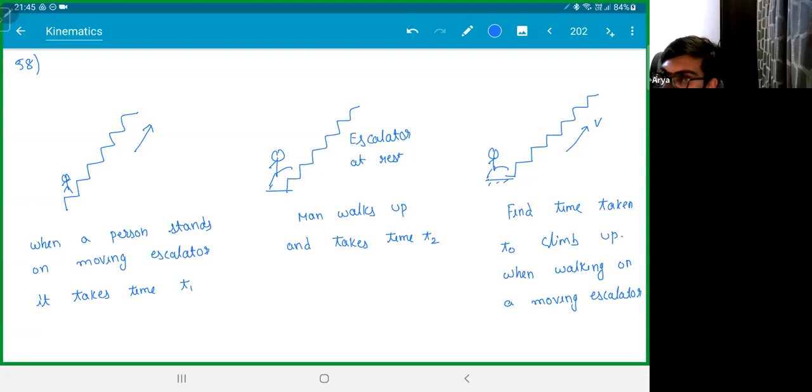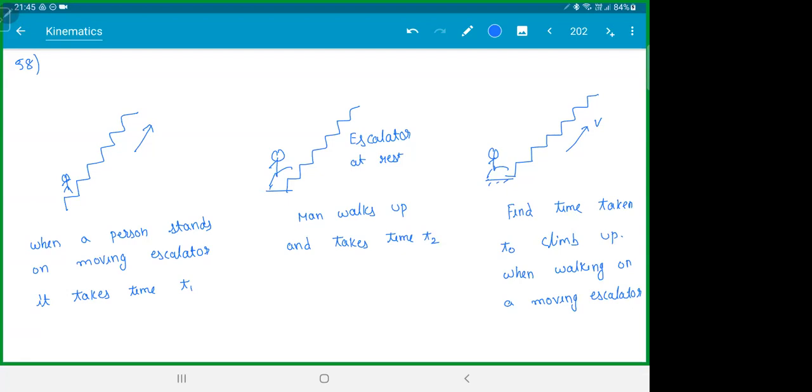So what all variables are we supposed to use here? T1, T2, what else is there? There is nothing there, only, na? Arya, there is nothing else there.